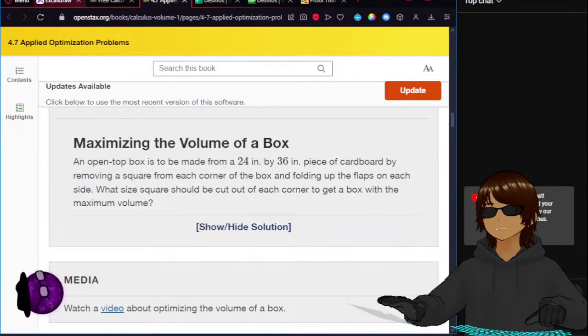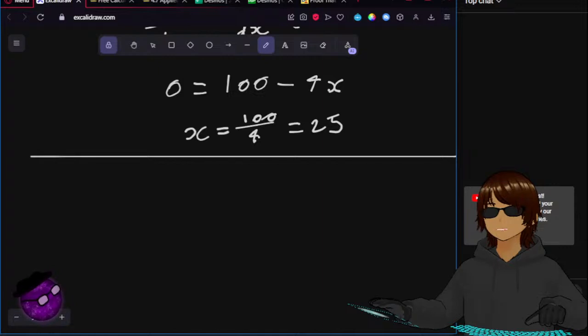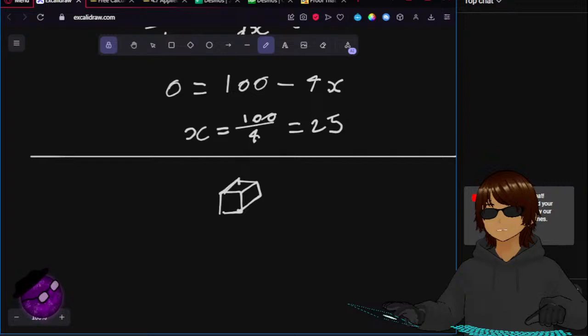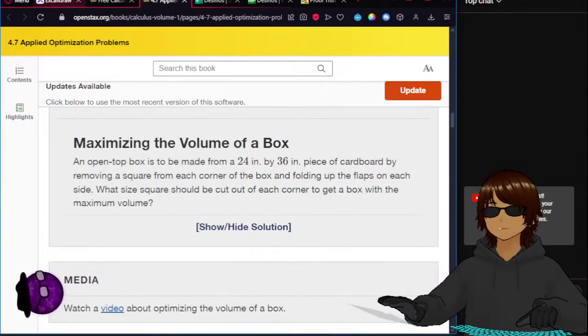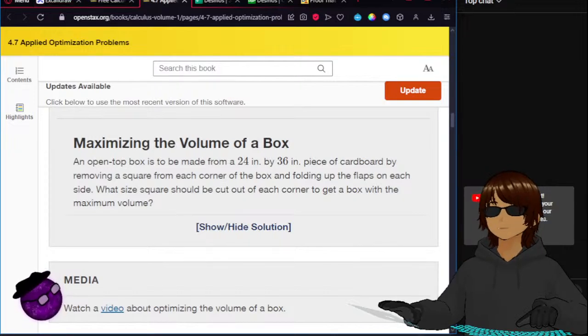Open top box. Okay. This is 24-inch, made from a 24-inch by 36-inch piece of cardboard by removing a square from each corner of the box and folding up the flap on each side. Oh, okay.